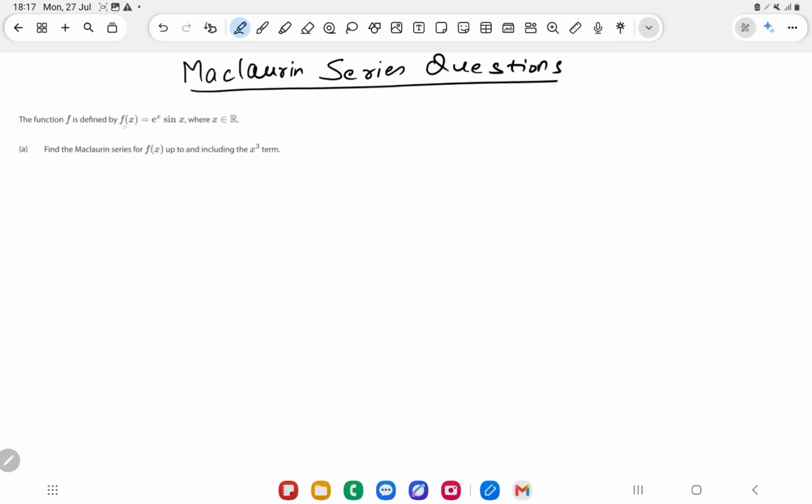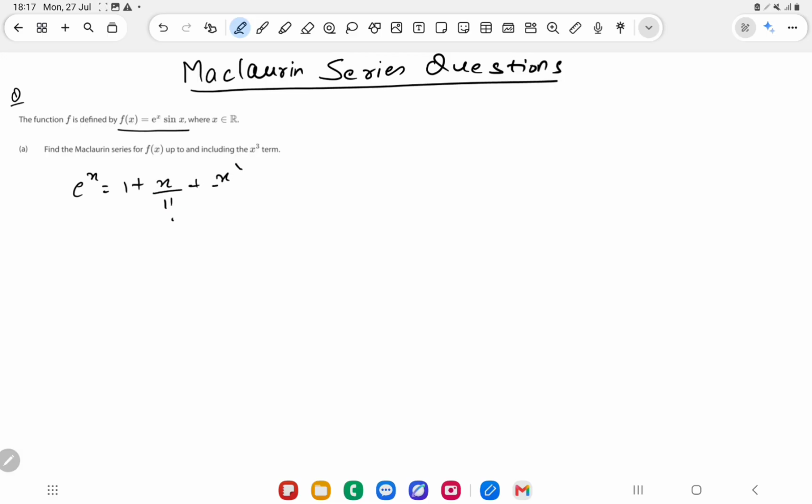Now in this question, the function is e to the power x into sin x. A part of the question says, find the Maclaurin series for f(x) up to and including the x cube term. So this is basically multiplication of two functions. Now we have to recognize both the series. So let me write the series for you. You can see this from your formula booklet as well.